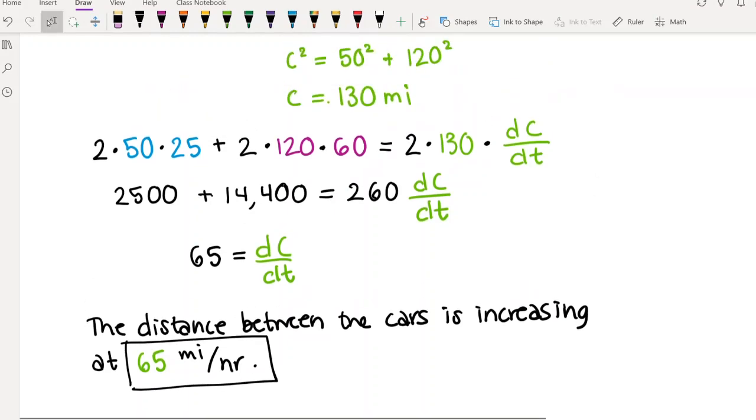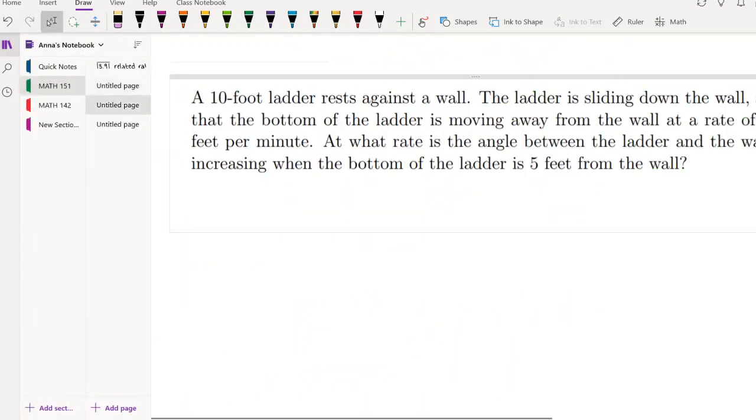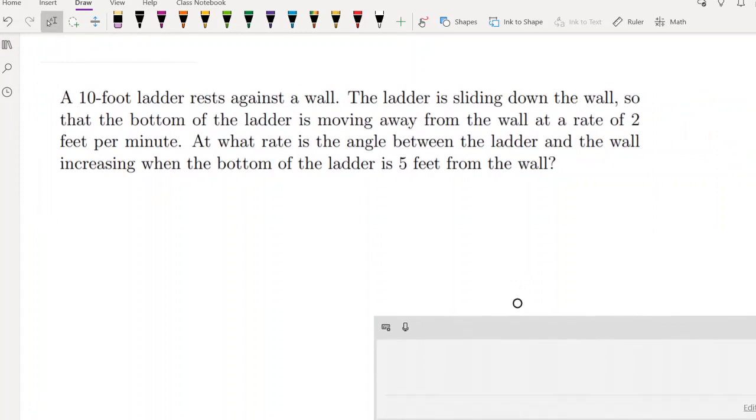All right, so let's try another one. This one says a 10-foot ladder rests against a wall. The ladder is sliding down the wall so that the bottom of the ladder is moving away from the wall at a rate of 2 feet per minute. At what rate is the angle between the ladder and the wall increasing when the bottom of the ladder is 5 feet from the wall? So again, a lot of information contained in these few sentences.